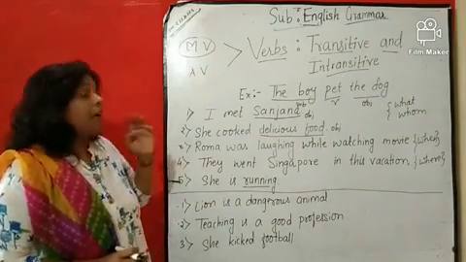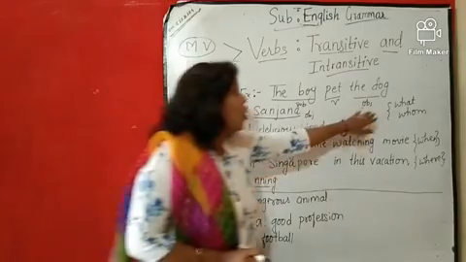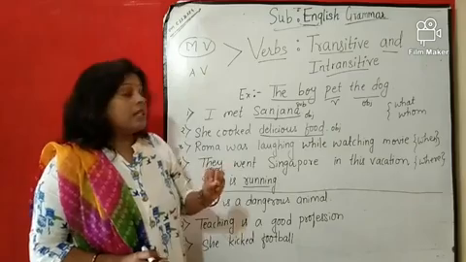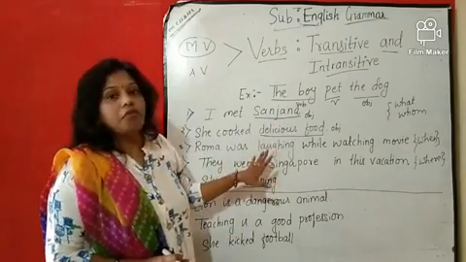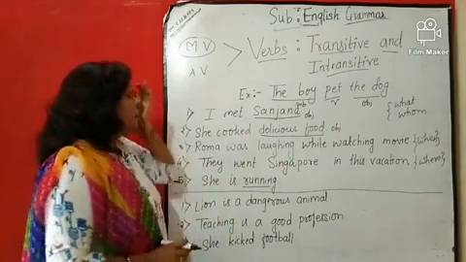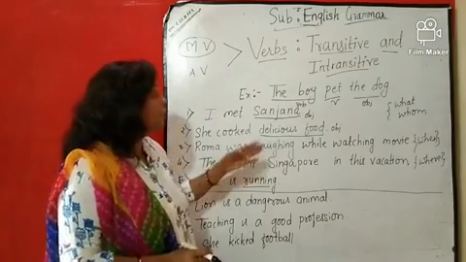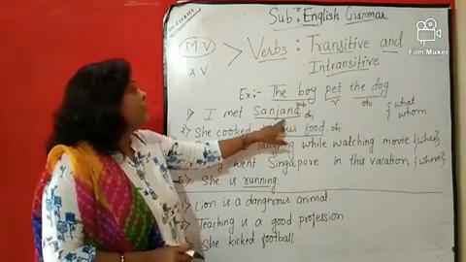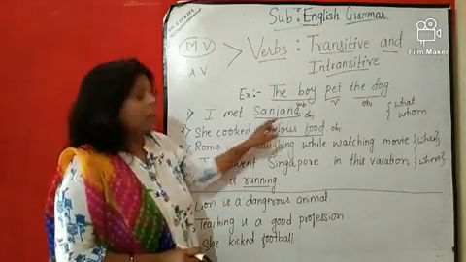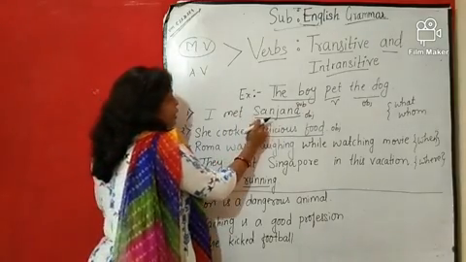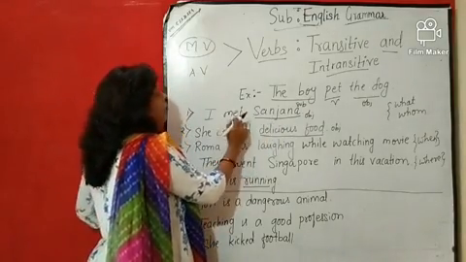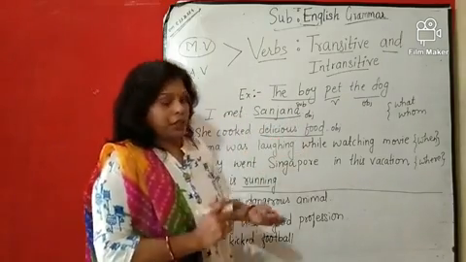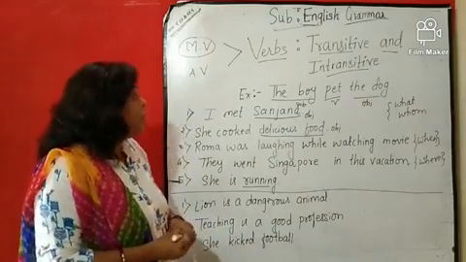Whenever we ask the question what and whom to the sentence, if we are getting the answer, then it is called the object of that sentence. The answer we get, which is written after the verb, is called the object. Understood?